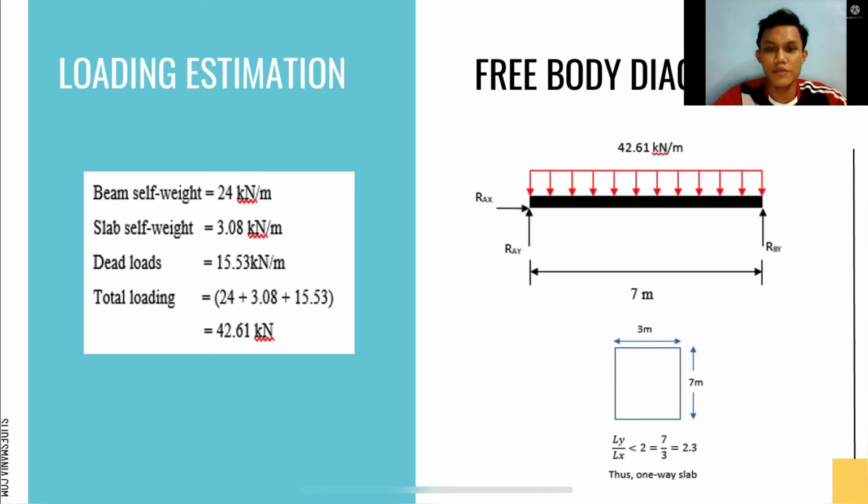Okay, this is our free body diagram for our slab. We have roller supports, beam supports. We use uniform distributed loads, and the span was 7 meter.